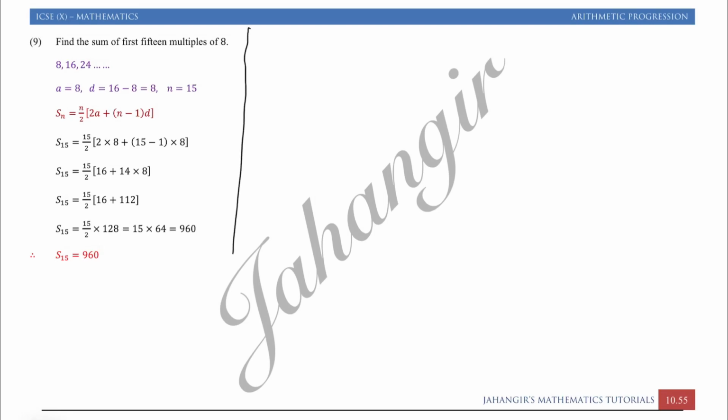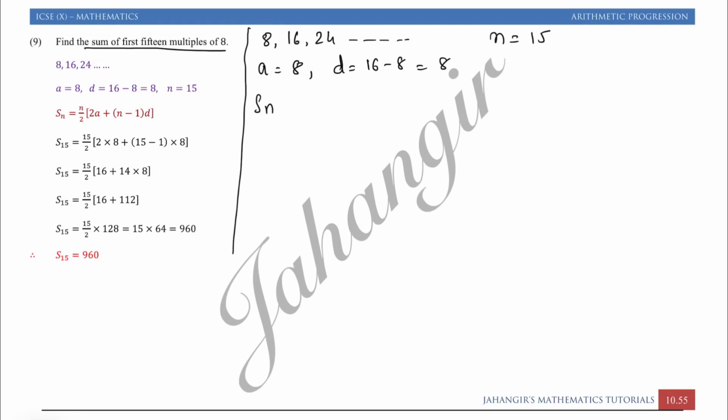Question number 9. Find the sum of first 15 multiples of 8. The number of terms is given as 15. First 15 multiples of 8: 8, 16, 24. These are the numbers. We have a series and the n value is given as 15. So here I can write A is equal to 8. D is equal to 16 minus 8, which is 8. Obviously the difference between consecutive multiples of 8 is 8 only.